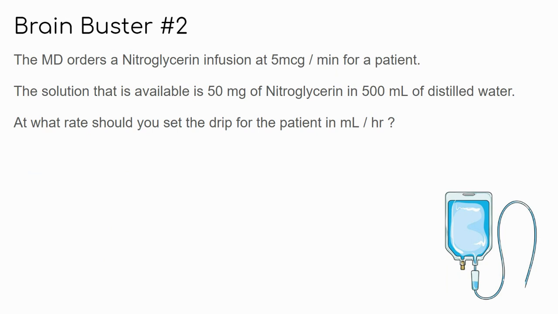Enough. Okay, last one, and you're certified. The doc orders nitroglycerin infused at 5 micrograms a minute for a patient. The solution that's available is 5 milligrams of nitroglycerin in 500 milliliters of distilled water. At what rate should you set the drip for the patient in milliliters per hour?